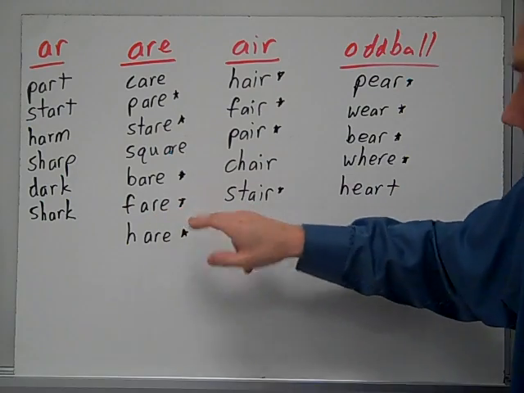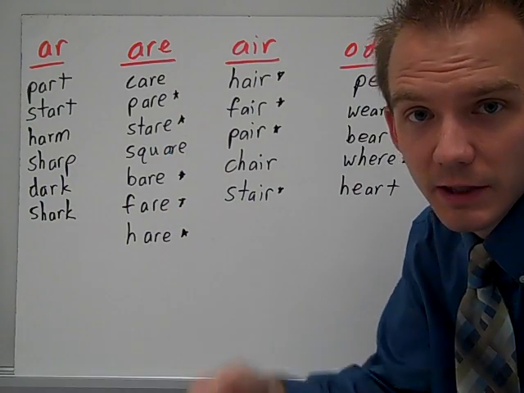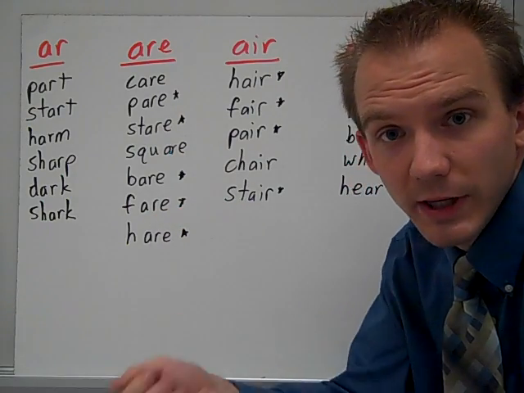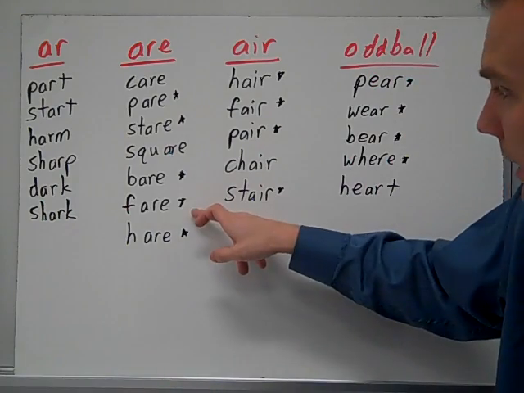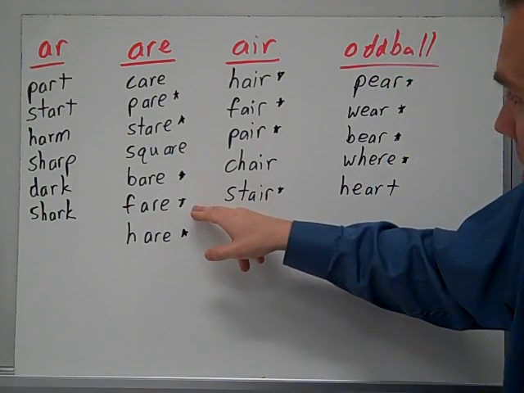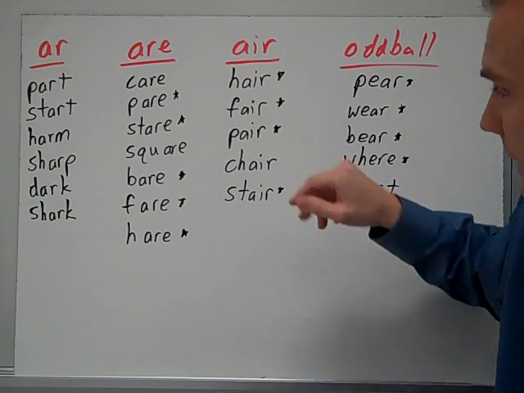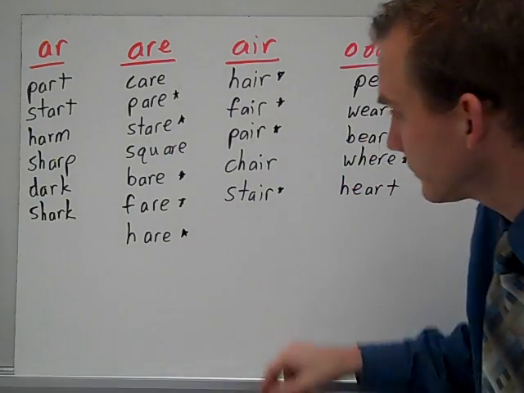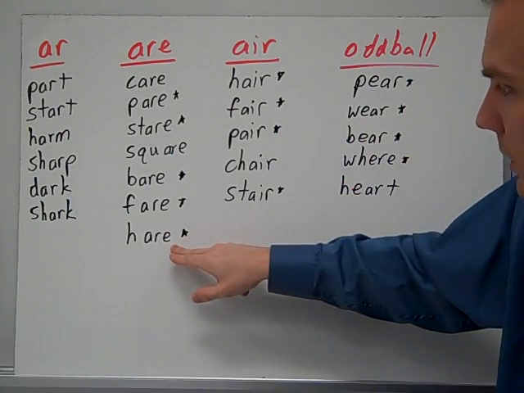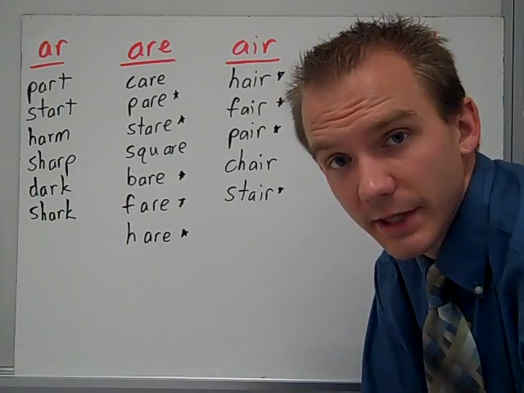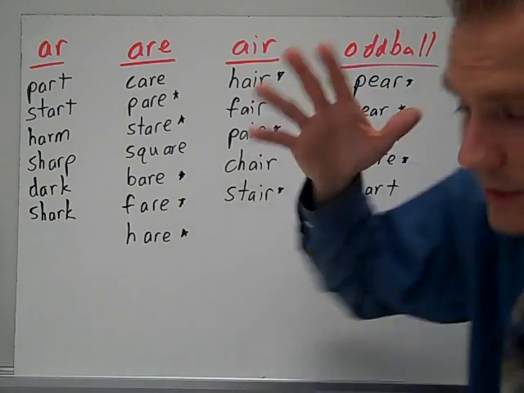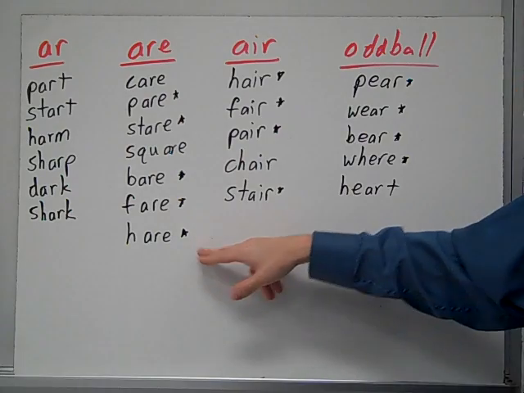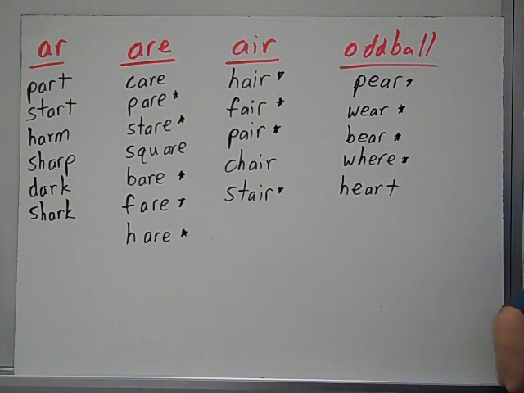Fare, F-A-R-E, is like when you pay a fee. You might pay a bus fare to get on a bus, or a taxi fare to ride in a cab. And then fair, as in like everybody's equal or the same. Hare, this is the animal hare, like from the story The Tortoise and the Hare. And hair, as in the hair on your head. And we have covered them all.